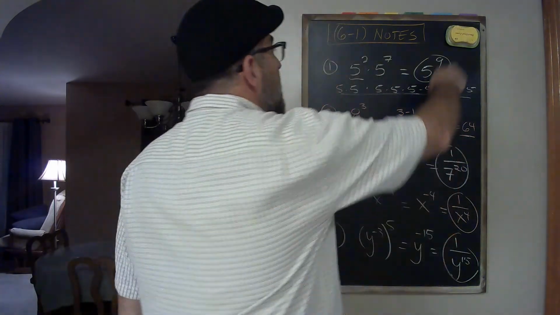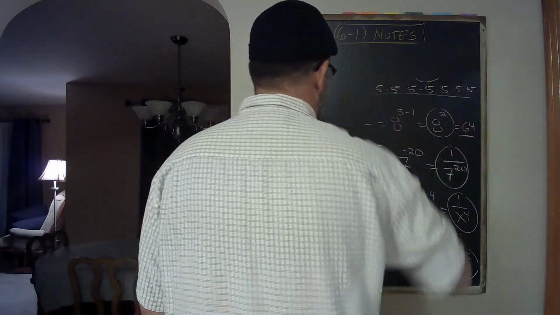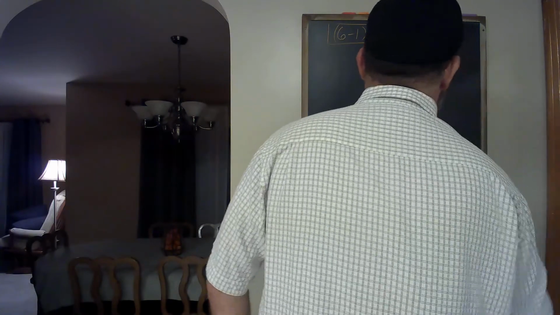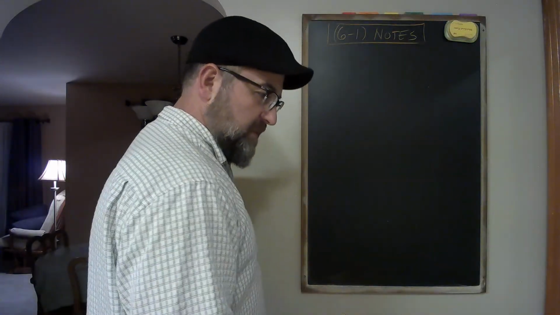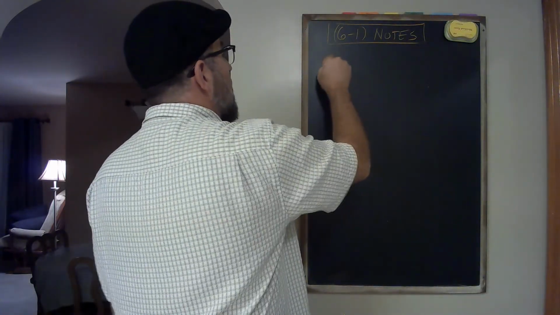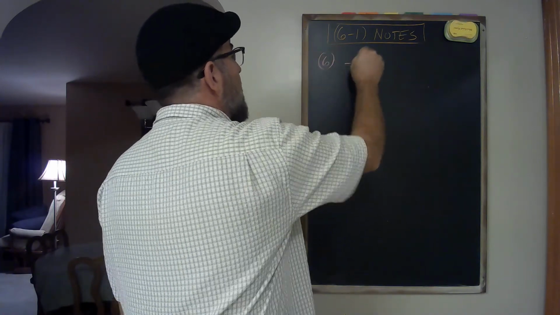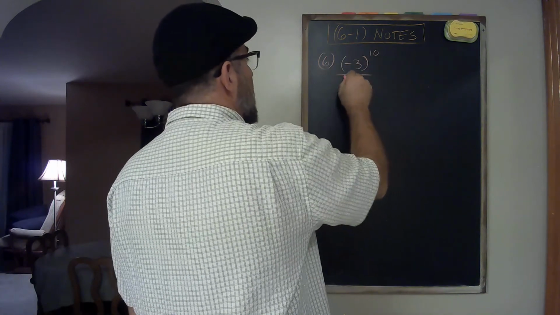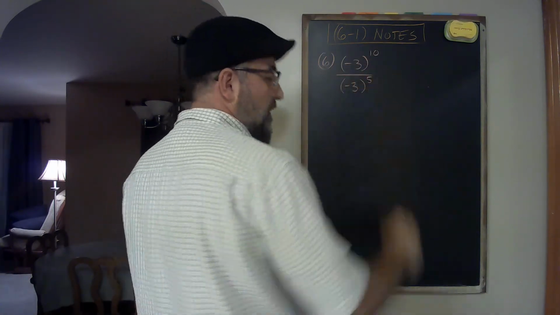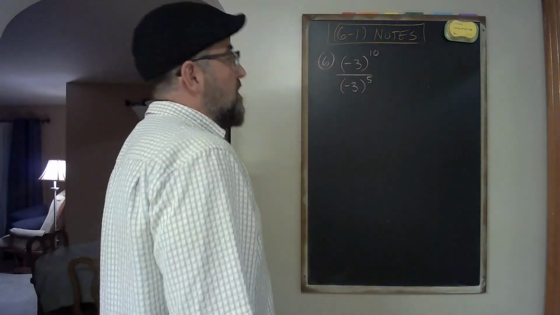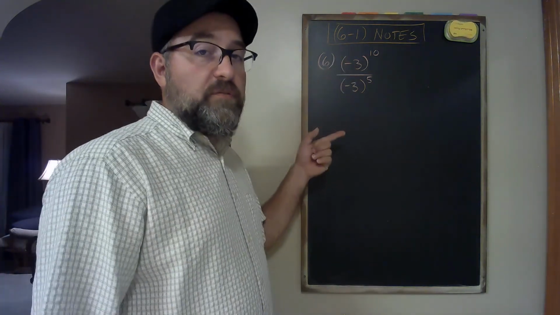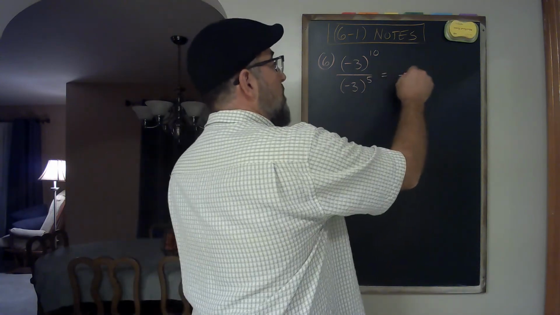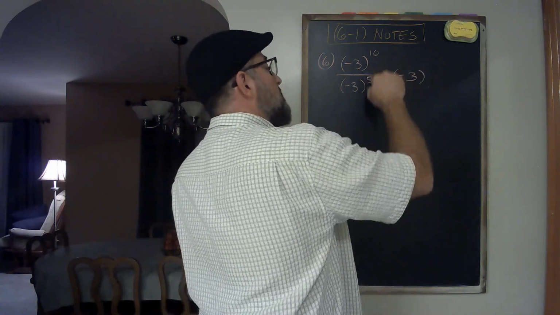All right, so now for the rest of them. Number 6, we have negative 3 in a quantity to the 10th over negative 3 to the 5th. Negative 3 to the 10th, negative 3 to the 5th, this is a quotient of powers. So what we're going to have to do, because we have the same base, which is negative 3, we're going to have to subtract the exponents.